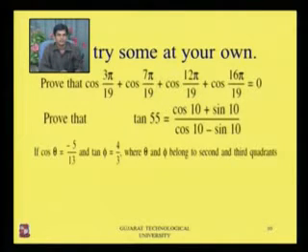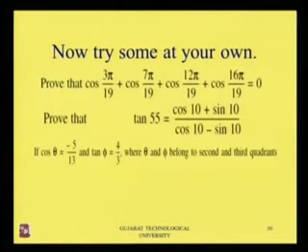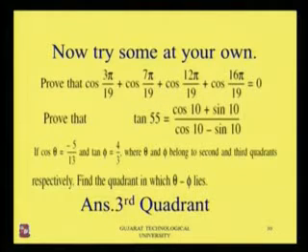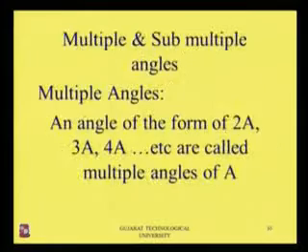And the third question is, if cos θ equal to −5/13 and tan φ equal to 4/3, where θ and φ belong to the second and third quadrant respectively, find the quadrant in which θ − φ lies. Answer is third quadrant. Now we will discuss multiple and submultiple angles.